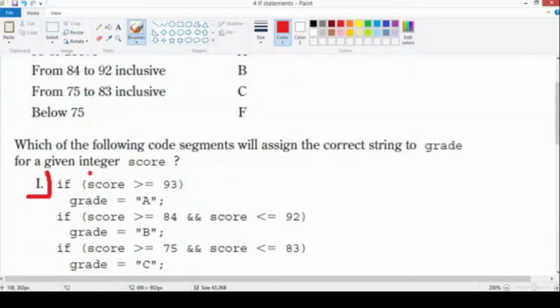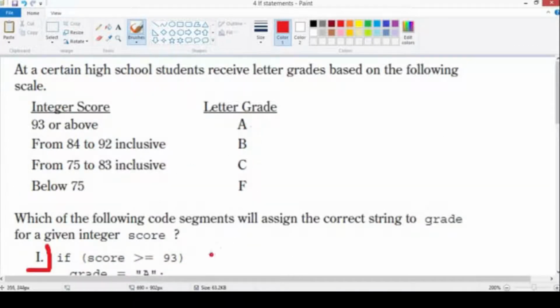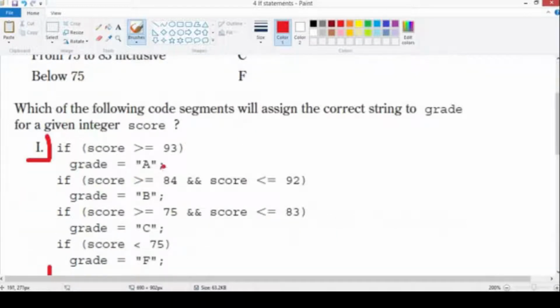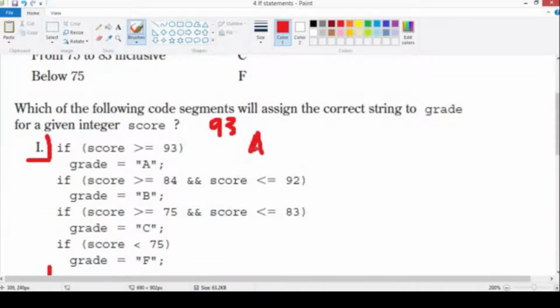Alright, let's start with this. If the score is greater than or equal to 93, grade equals A. Well, that's good so far. That checks off that 93 and above gets an A. If we were to give this program a 93, a nice boundary case, the grade would be A so far, which would be correct.